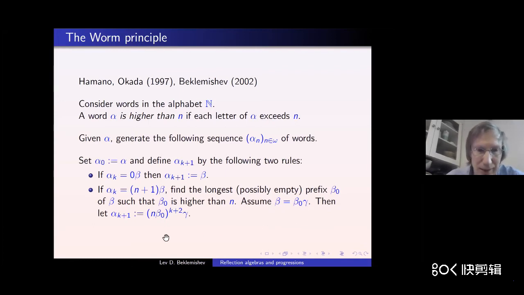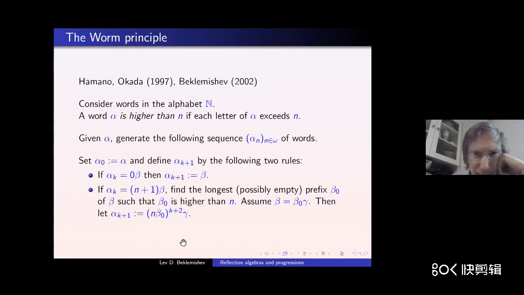Then the next word alpha k plus 1 will look as follows. We lower the head n plus 1 by 1, so we obtain the word n beta 0, iterated k plus 2 times, and then this prefix will be followed by gamma. So in some sense, n plus 1 beta 0 will be replaced by this long expression of k plus 2 fold iteration. So these are the simple rules of the game.